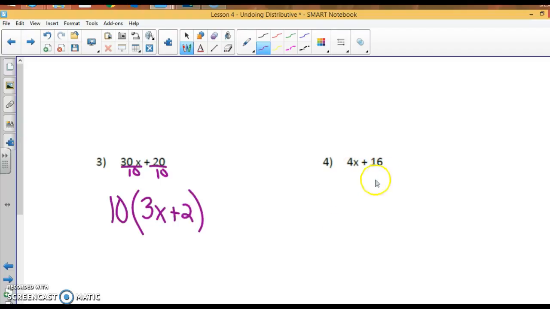what can I divide 14x and 16 by? Positive 4. Wait, I mean 4x and 16. So that's what goes on the outside of the parentheses. 4x divided by 4 is just 1x. 16 divided by 4 is 4. And again, if you use the distributive property, you can check and make sure that that is right.